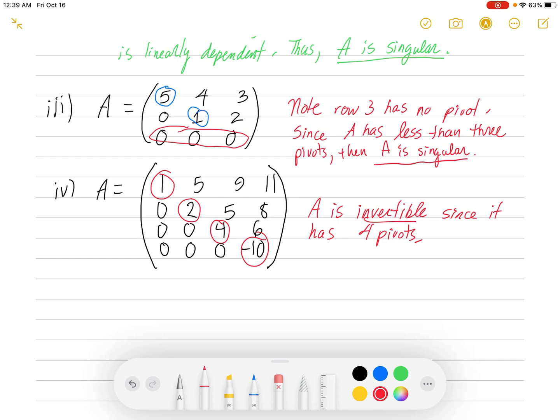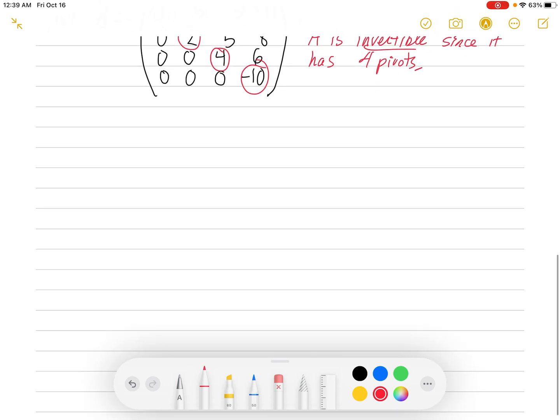It's a 4 by 4 matrix and it has 4 pivots, so it's invertible. Okay, here's a little exercise we're going to do. Before we do this exercise, let's give a definition. What's an upper triangular matrix? Definition.